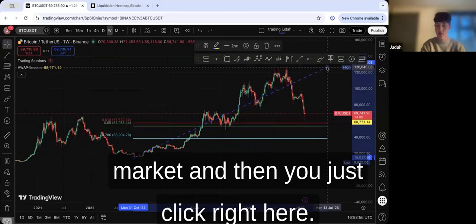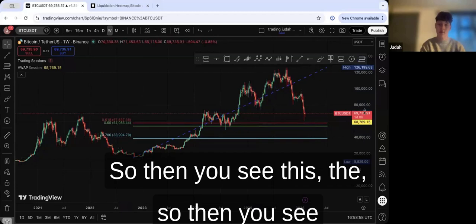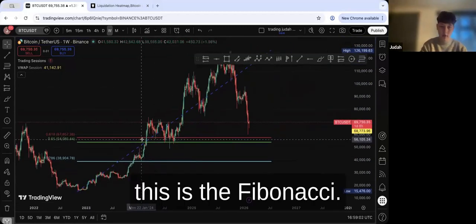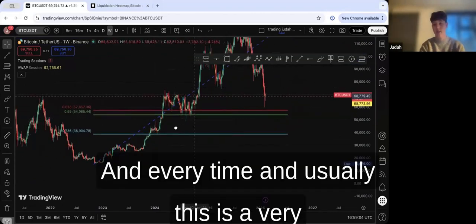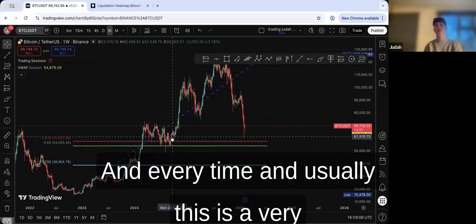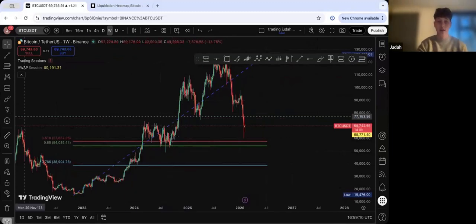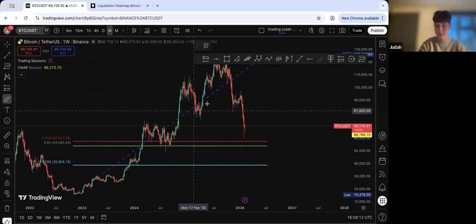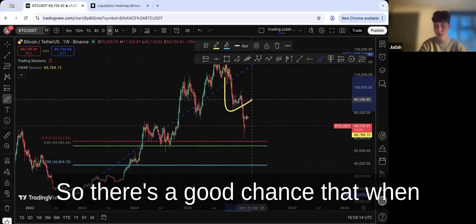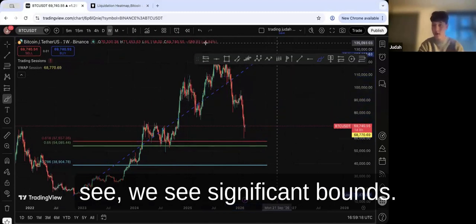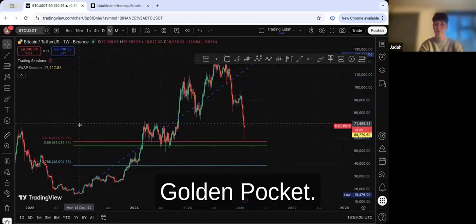Then you just click right here. So then you see this is the Fibonacci, and usually this is very good for long positions. It acts as crazy support. So there's a good chance that when we come here, we bounce and we see a significant bounce. So yeah, that's the Fibonacci golden pocket.